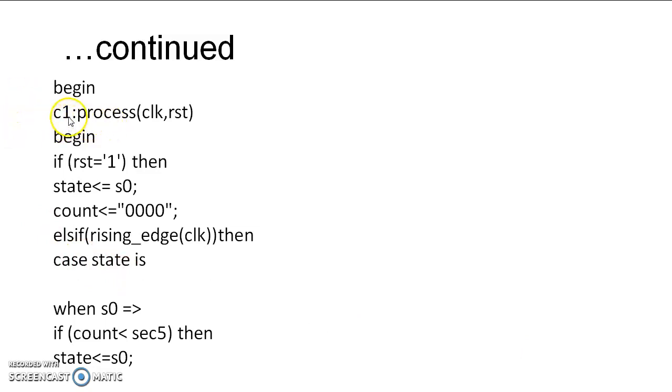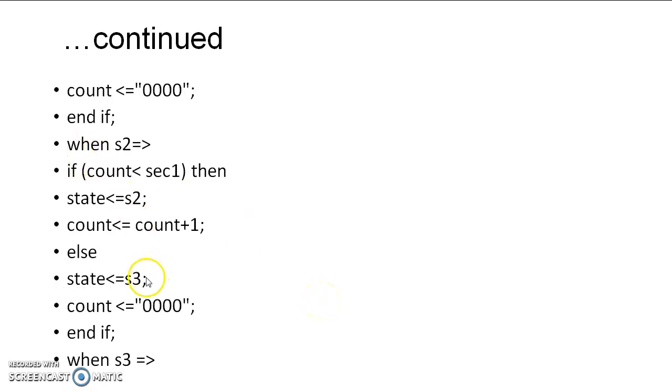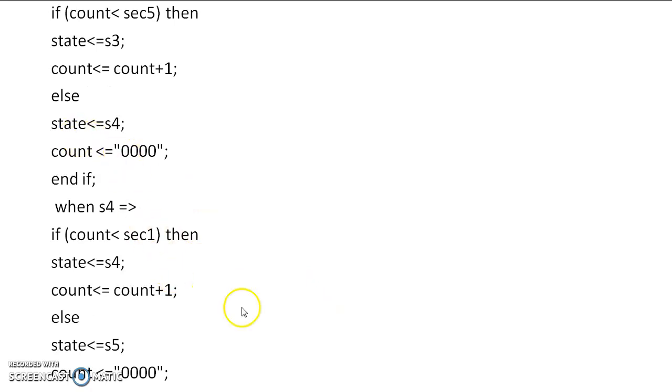So now we will write in two processes. First process is C1, and if reset is made high, we will remain in S0 and count is made 0, else rising edge of the clock is detected. Then we have to check if in S0, if delay is less than sec5, it will remain in S0. Else it will move to S1 and count is made 0. The same continues for states S1, S2, S3, S4 according to the state diagram.